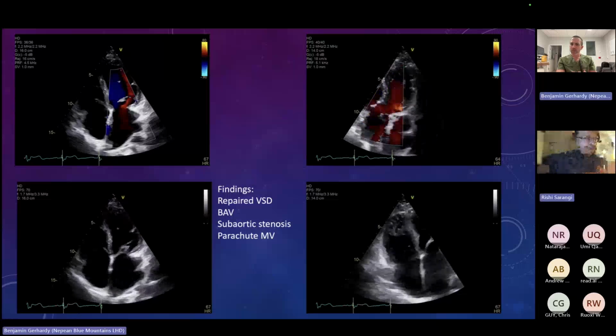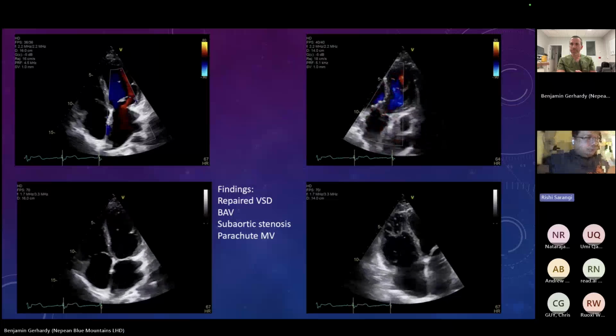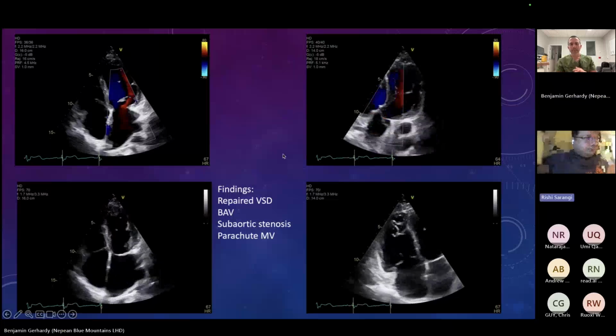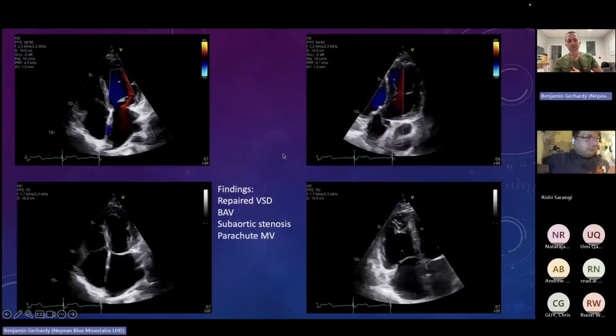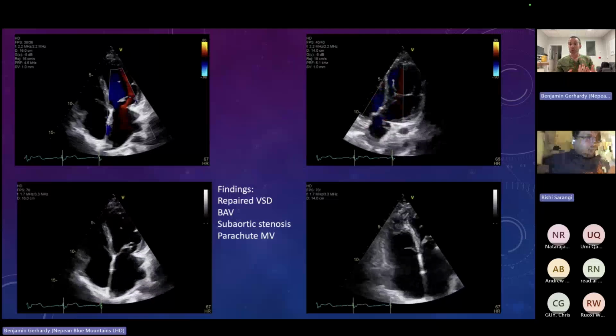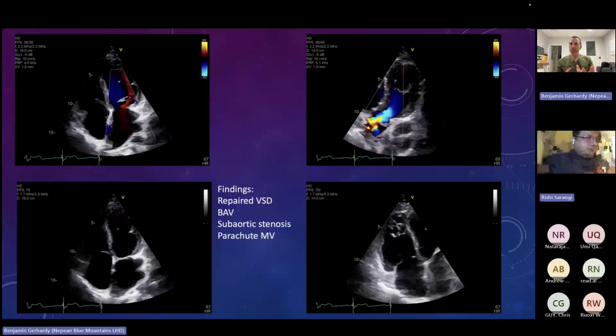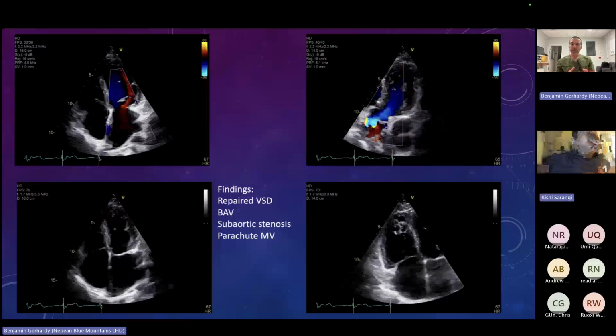Rishi, do you know what a parachute mitral valve is? Have you heard that before? Not really. No. I haven't come across it. So a parachute mitral valve is when there is effectively a single point of attachment for both leaflets. So it's when you've really got effectively like one pap muscle and all the chordae attached off that.